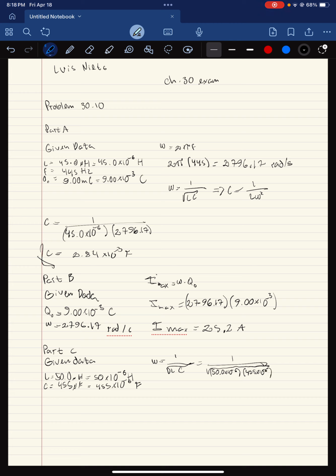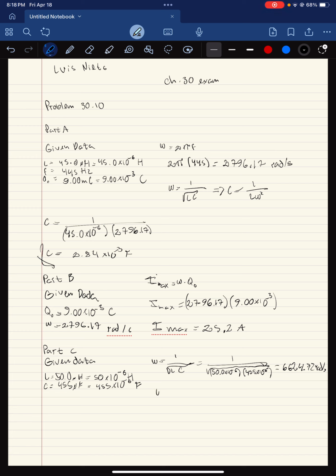Alright, now we'll get that to the calculator. 1 over the square root of 50.0 times 10 to the -6, I close here, open, 455 times 10 to the -6. And I got 6,624.72 radians per second. All right.